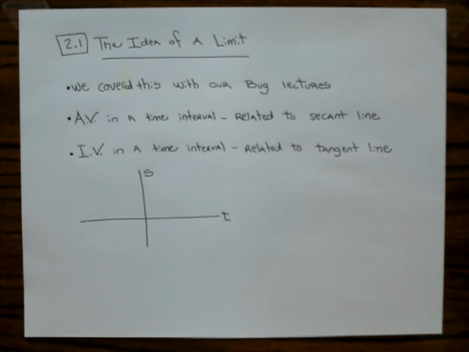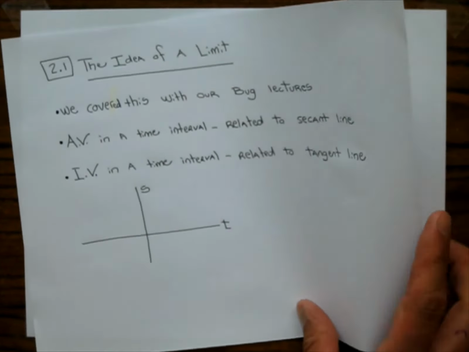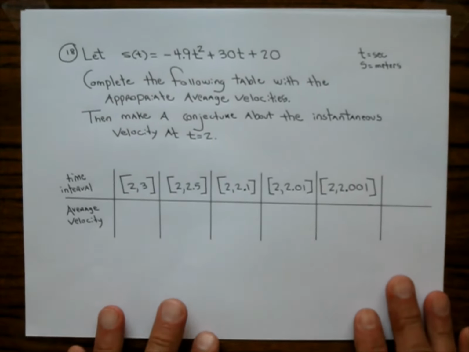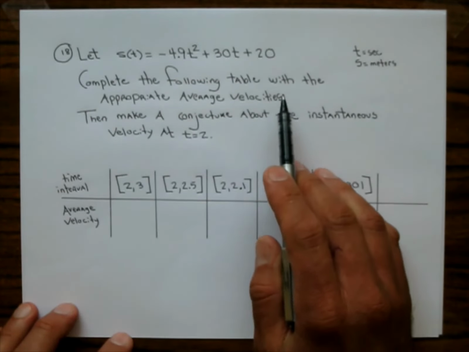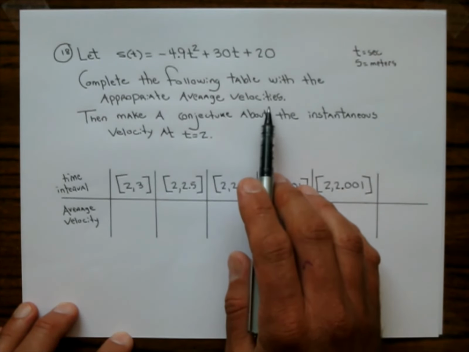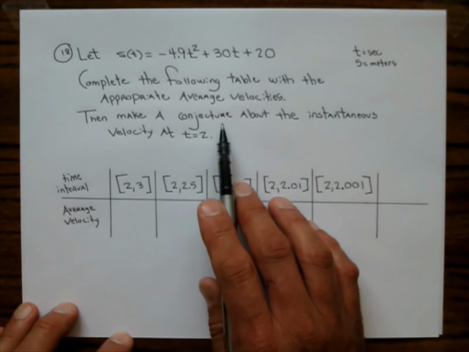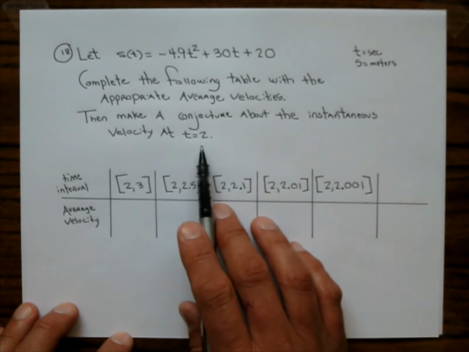So instead of just waving my hands and saying, well, I think you should be able to handle the few homework problems that I assigned there, I'm going to go ahead and do an even problem and see if we can get this done here. Okay, so they ask us to complete the following table with the appropriate average velocities. Then make a conjecture about the instantaneous velocity at 2.